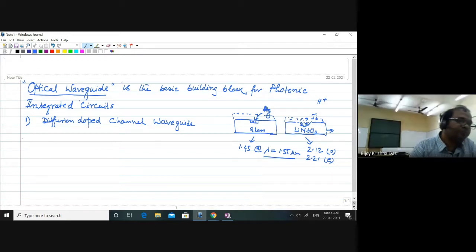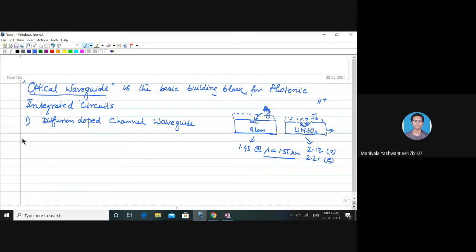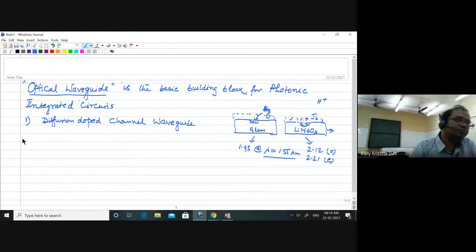Sir, as the refractive index difference increases between the core and the cladding, does the confinement increase? Optical confinement means the tightness of the guided mode, right? You mean how tightly it is confined. Yes, it depends on the refractive index contrast between core and cladding. The higher the refractive index contrast between core and cladding, the smaller you can design your waveguide cross section, so that the mode field can be tightly confined.